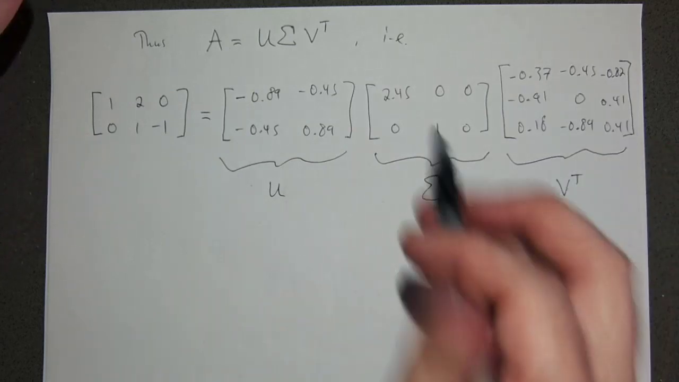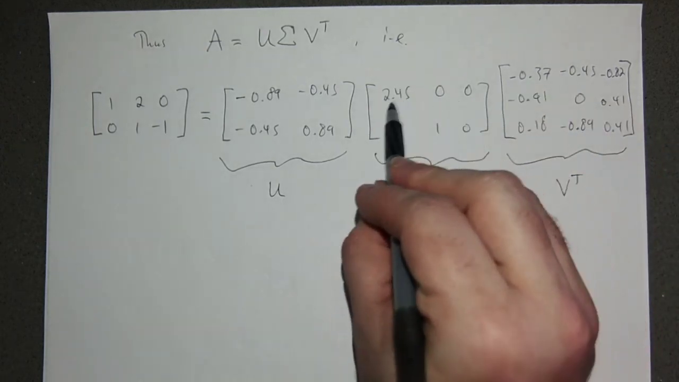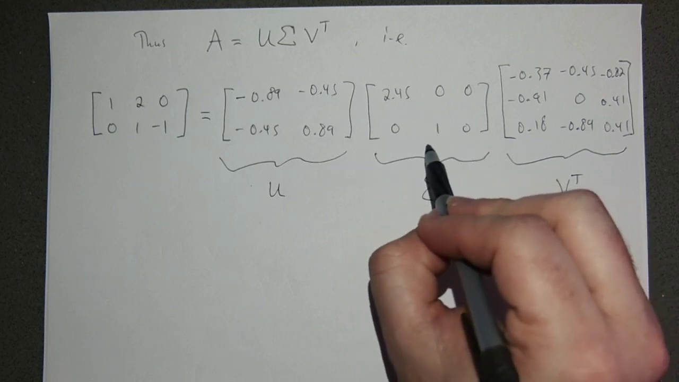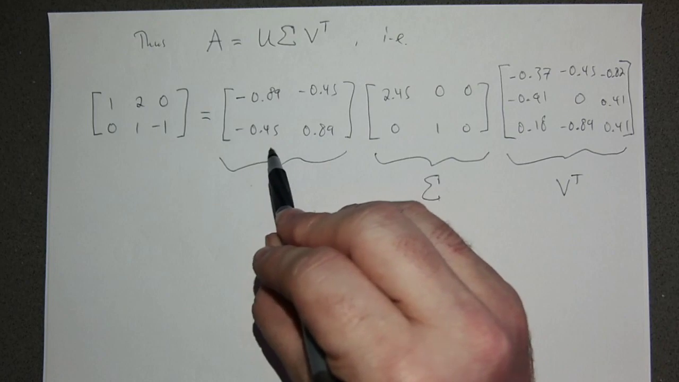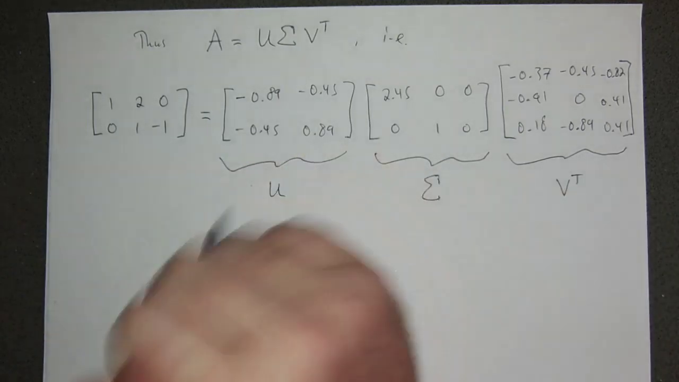So for instance, how would this work? If I had written this matrix as 1 0 0 0 2.45 0 instead, what I would have to do to accommodate, for instance, in U is I would swap the order of these two columns.